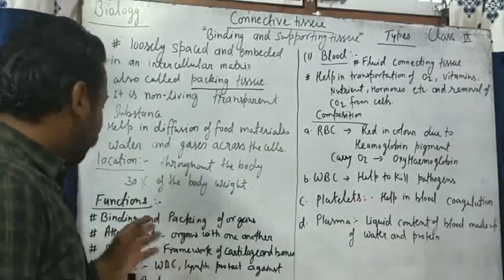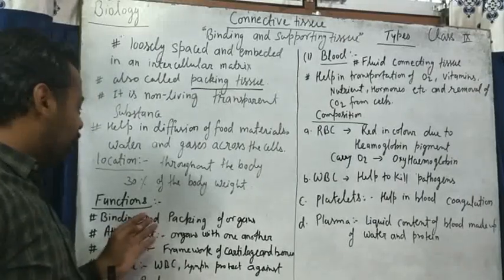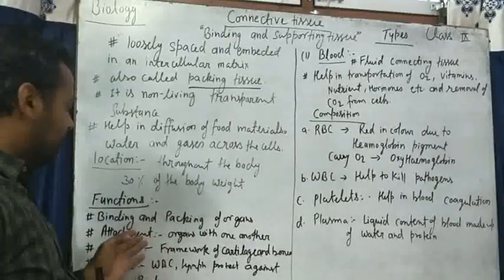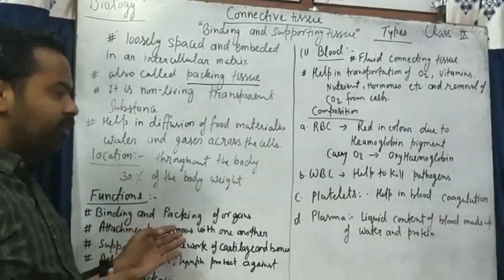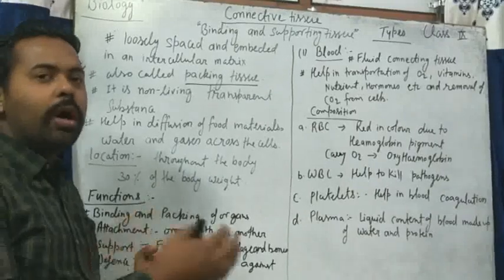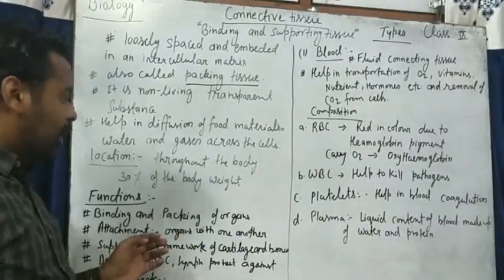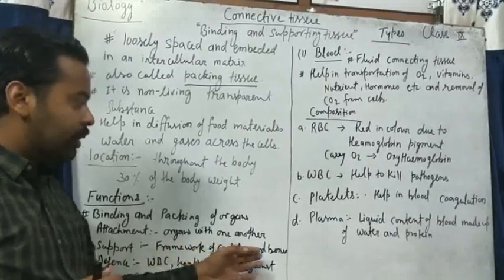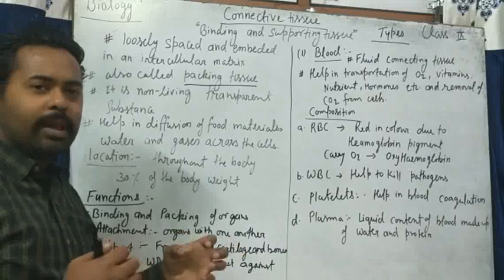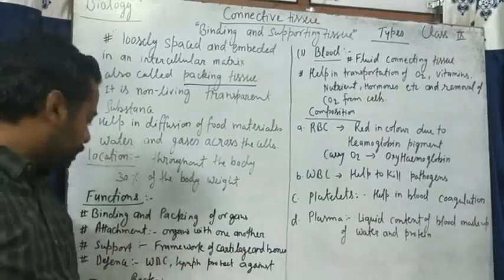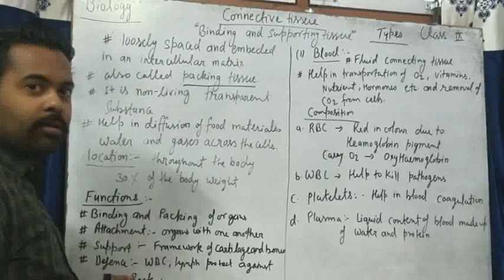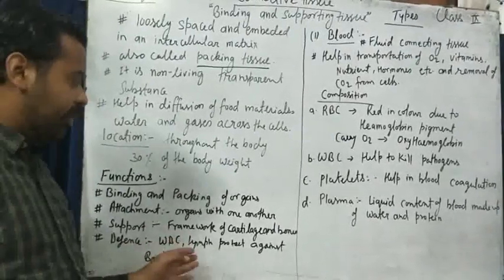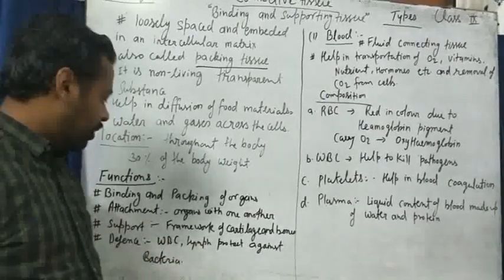Their functions. First function, they help in binding and packing of our body organs. Next is attachment of organs. It means they attach one organ to another organ. Second, they act as the framework of our body, for example, bones. It means they create the framework of our body. Next, they also work as a defense mechanism, just like WBC and lymph cells, which protect our body from bacteria.